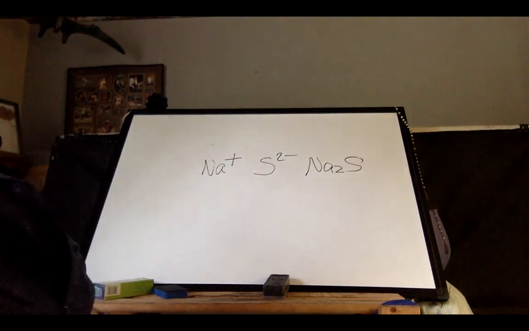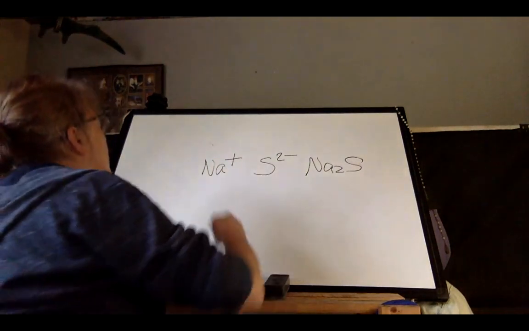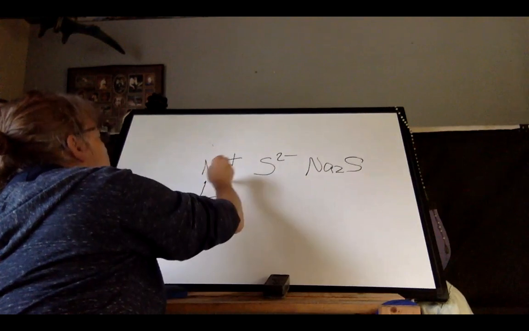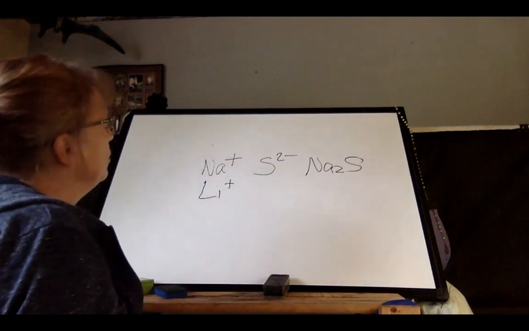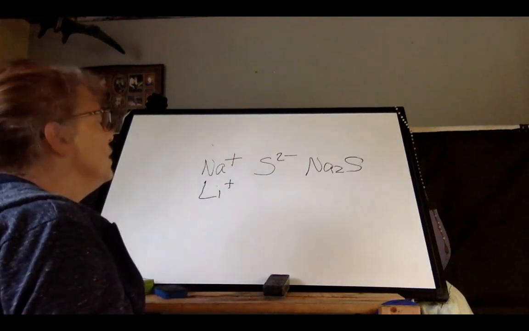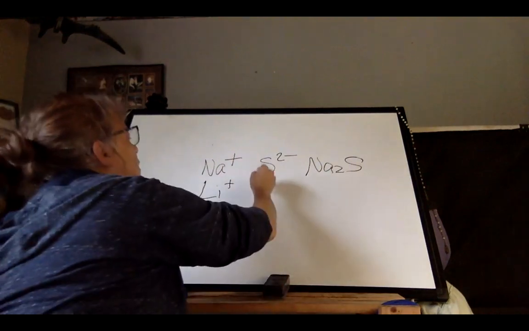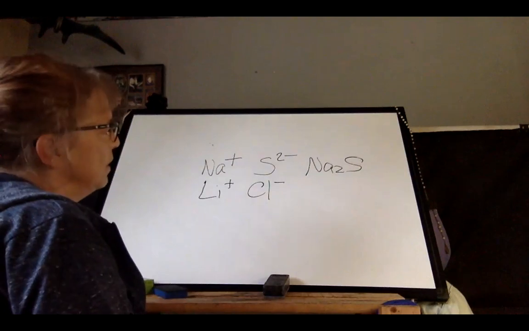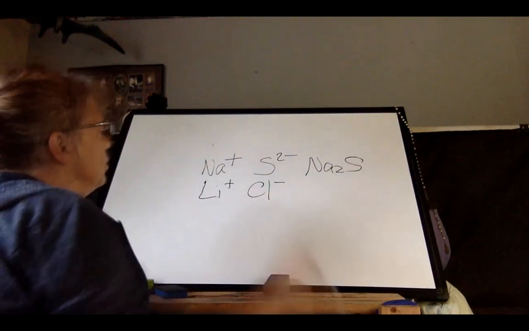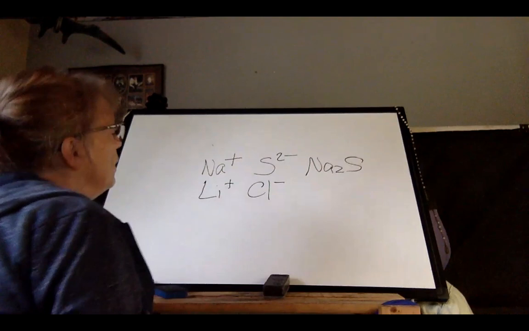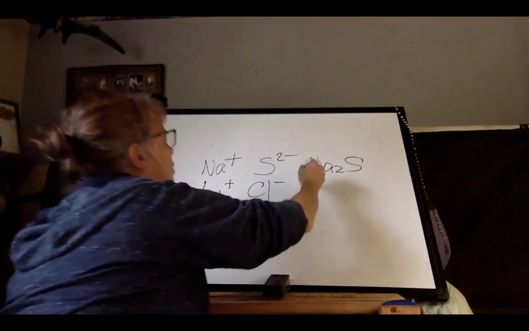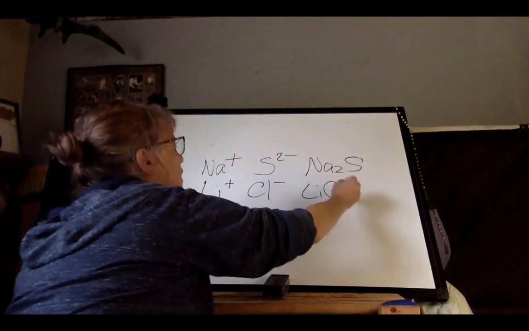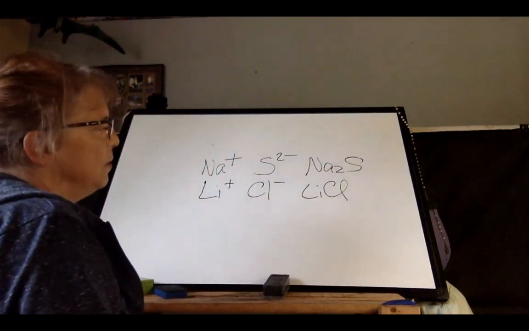Lithium chloride. Lithium is in group 1, so it would have a +1 charge. Chlorine is in group 7, so chlorine would just need 1 more electron to get its octet, so it would have a -1 charge. To get a formula that would balance out the charge on these two, you would just need 1 of each, lithium chloride.